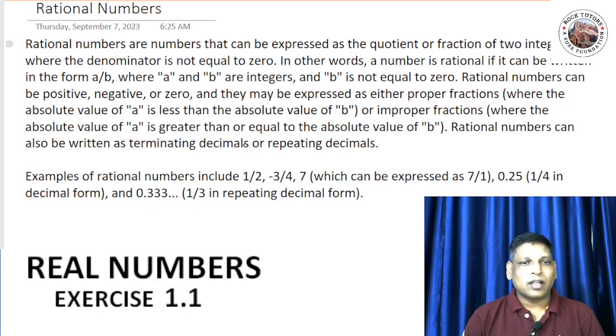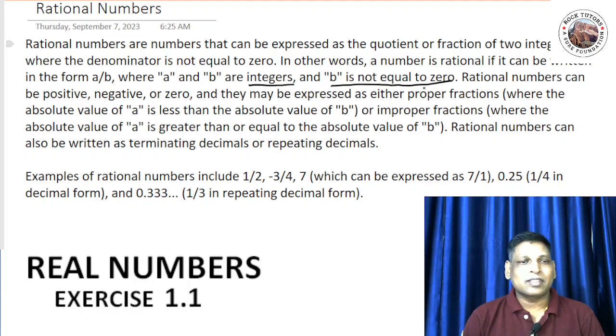Rational numbers are numbers that can be expressed as a quotient or fraction of two integers where the denominator is not equal to 0. In other words, a number is rational if it can be written in the form of a by b, where a and b are integers. Here we are talking about integers. a and b are integers, and b is not equal to 0. This is the condition.